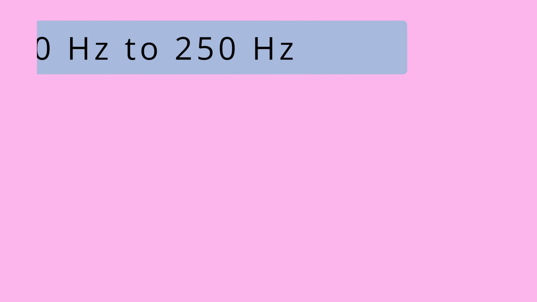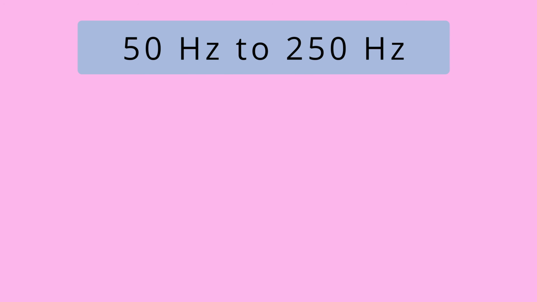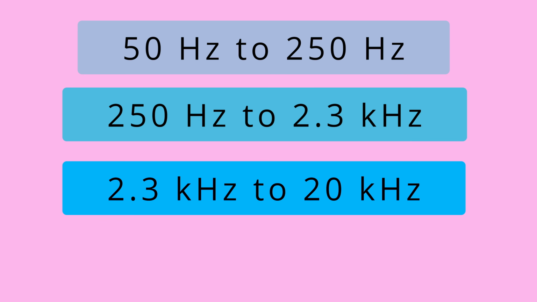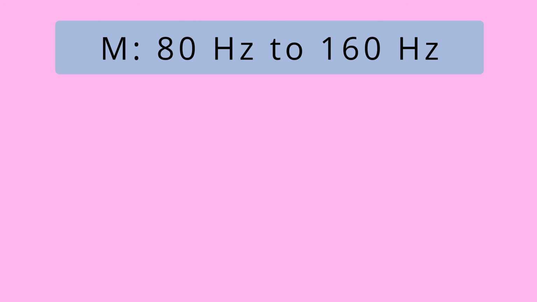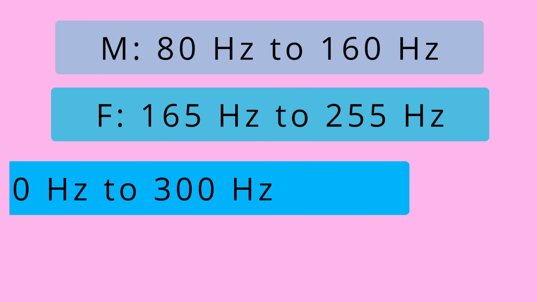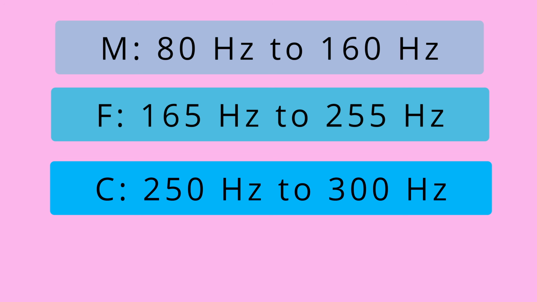You've got bass frequencies, somewhere in the 50 to 250 hertz range. You've got mid-range frequencies, anywhere from 250 hertz to 2.3 kilohertz. And the high frequency range extends from 2.5 kilohertz all the way up to 20 kilohertz. The fundamental frequency, or the lowest key frequency of human voice, varies. In men, the fundamental frequency is somewhere between 80 and 160 Hz. In women, it's between 165 and 255 Hz, and in children, it's anywhere from 250 to 300 Hz, generally speaking. You'll want to pay particular attention to these frequency ranges when you're working with EQ.